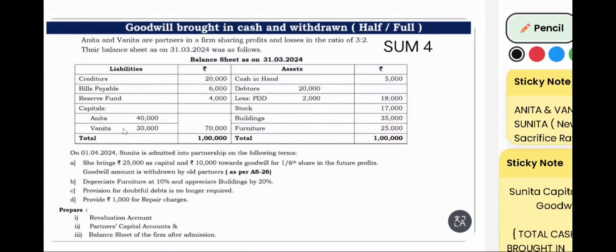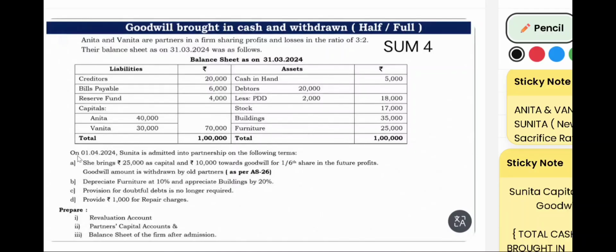Now moving on to the asset side, cash in hand will go to the new balance sheet but along with certain adjustments. Then debtors also will go to the new balance sheet with the adjustment. Then stock will go to new balance sheet, buildings will go to new balance sheet, and furniture also will go to new balance sheet along with the adjustments. Now let's see the adjustments given here.